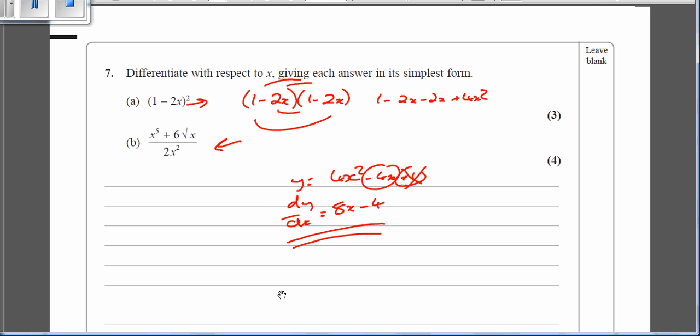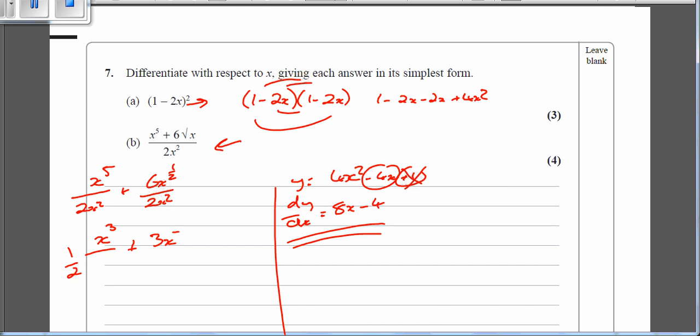Again, just like we did last time, we're going to split this into two fractions. So that's going to be x to the power of 5 over 2x squared plus 6x to the power of a half over 2x squared. And then we're going to simplify that. So the half stays on, the 2 stays on the bottom. If we subtract the powers, that's going to be x to the power of 3 over 2. And then if we simplify 6 over 2, that's going to be 3. Half take away 2 is going to be minus 1.5, so it's going to be minus 3 over 2.